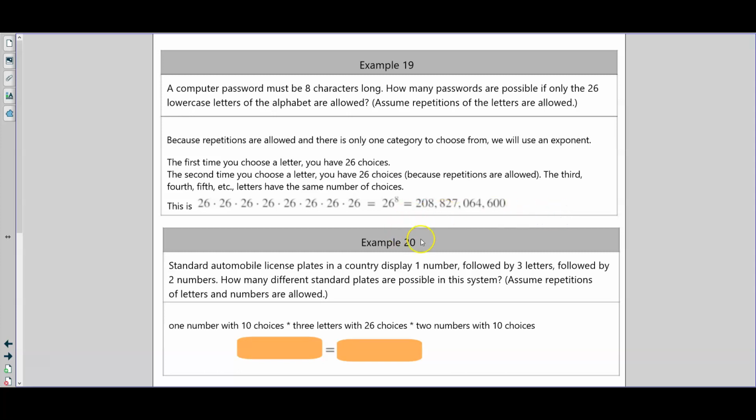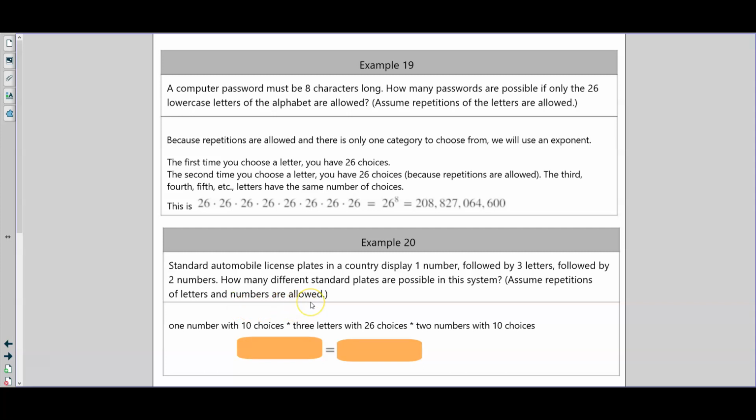Okay. All right, so these get a little trickier when we start putting in numbers and letters together, which is what the next one says. And I believe this is our last example here. So if you have a standard automobile license plate in a country, display one number followed by 3 letters followed by 2 numbers. Okay, so how many different standard plates are possible in this system? And then assuming repetition of letters and numbers are allowed.